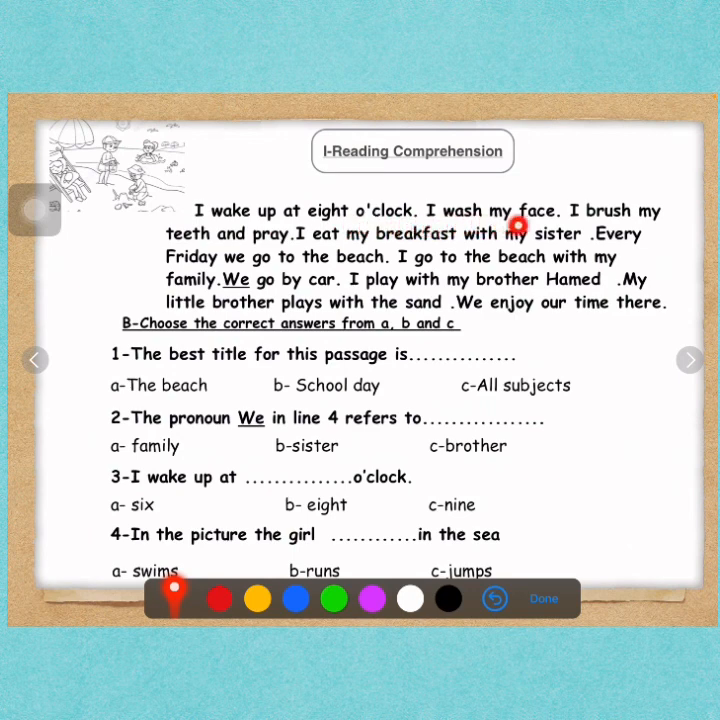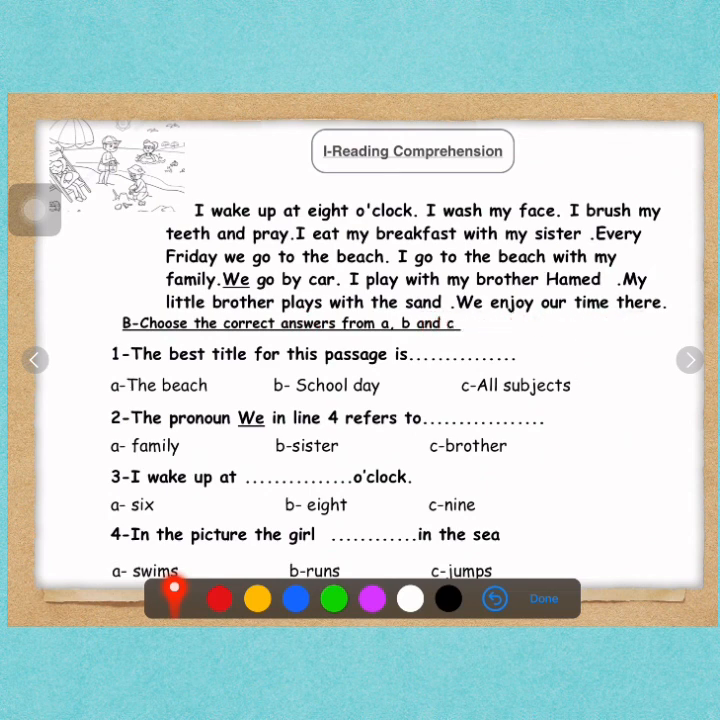I wash my face, I brush my teeth and pray. I eat my breakfast with my sister. Every Friday we go to the beach. I go to the beach with my family. We go by car. I play with my brother Hamid. My little brother plays with the sand. We enjoy our time there.